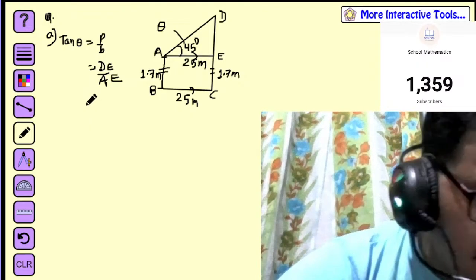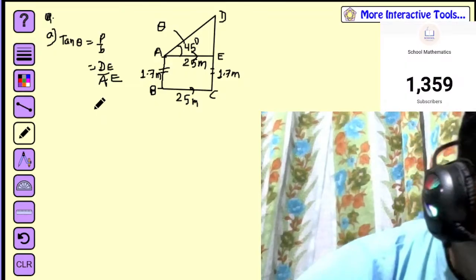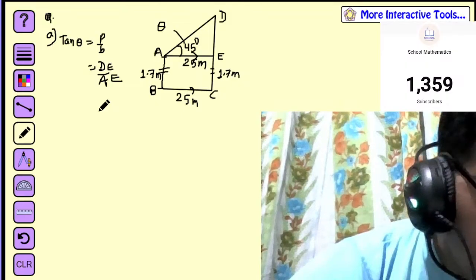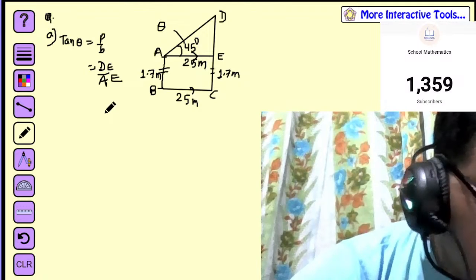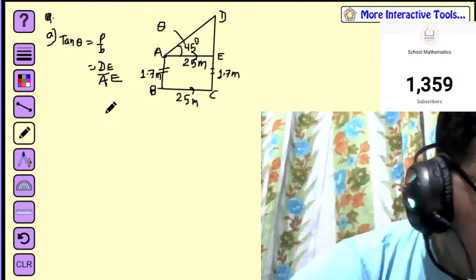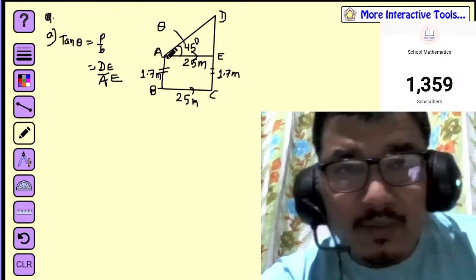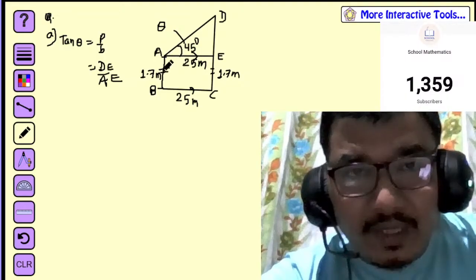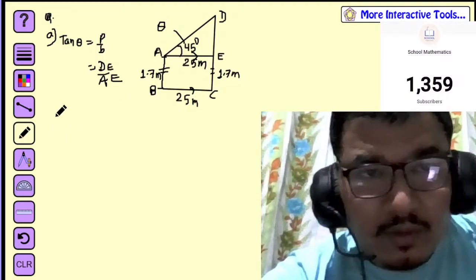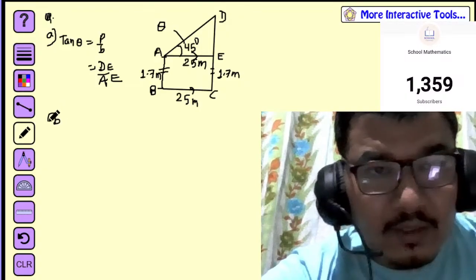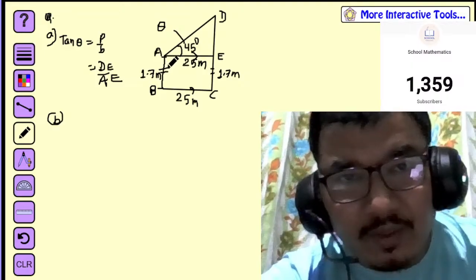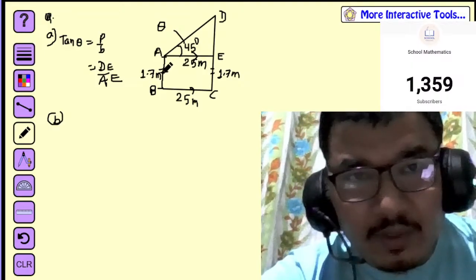And similarly, the next question asks: what difference is created in the angle of elevation if another observer who is shorter than the man looks at the top? B number is also clear. Look here. If the man is shorter, he will be here like this, only up to here.